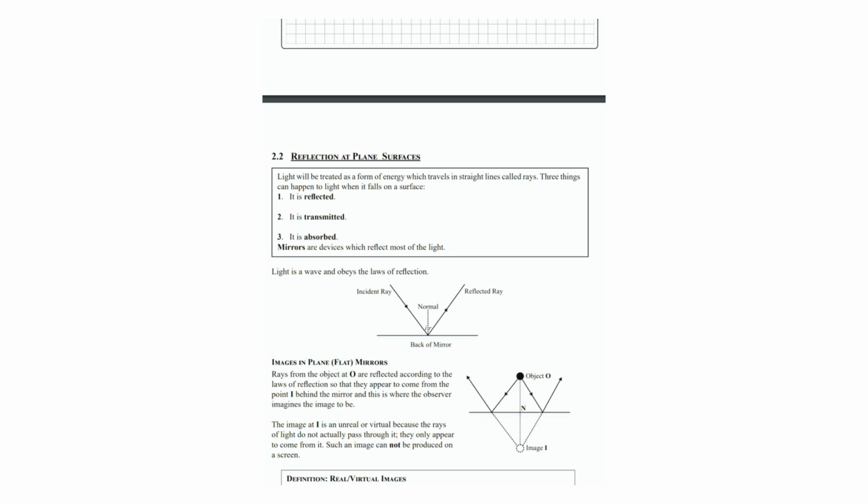Now, we're going to talk about light, and we're going to talk about light being a form of energy which travels in straight lines, and we'll call these straight lines rays of light. Now, 3 things can happen to light when it falls on a surface. It can be reflected, it can be transmitted, it can be absorbed, or combinations of all 3. So let me look at that in a little bit more detail.